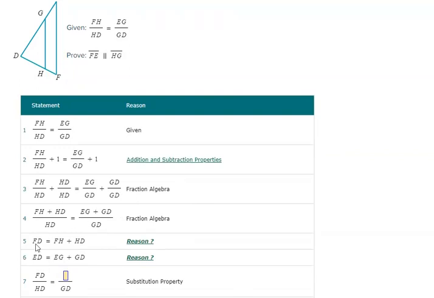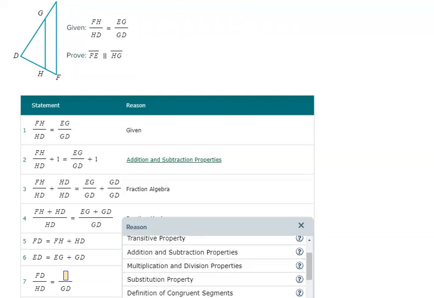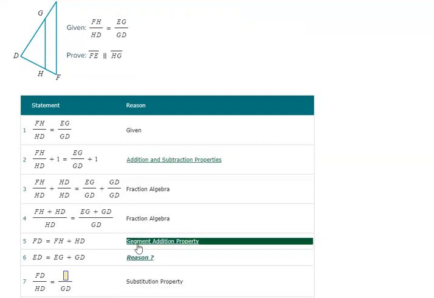Now we have FD as the fifth statement. FD is this whole segment, the larger side of the triangle, and it is equal to HF plus DH. So FH plus HD is equal to FD, which is called the segment addition property. So we add two pieces, HF and DH, to get DF, basically.